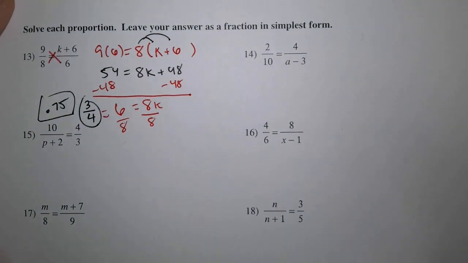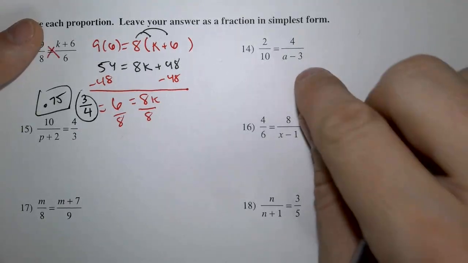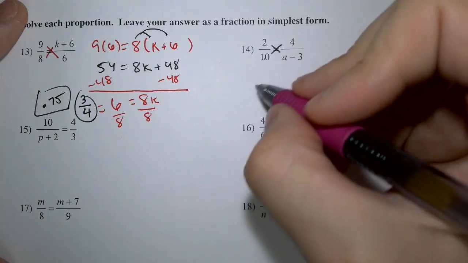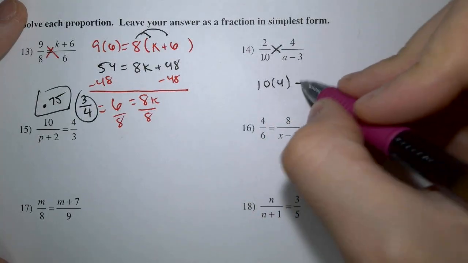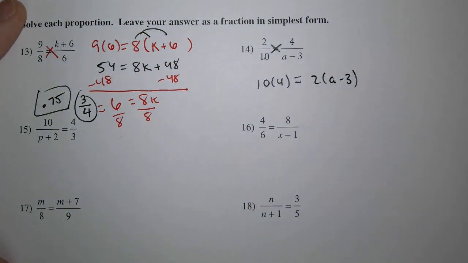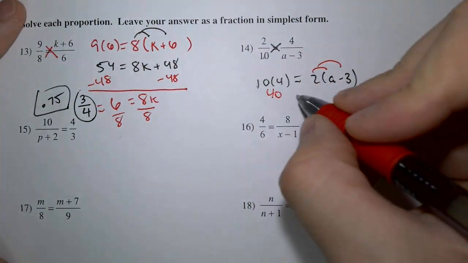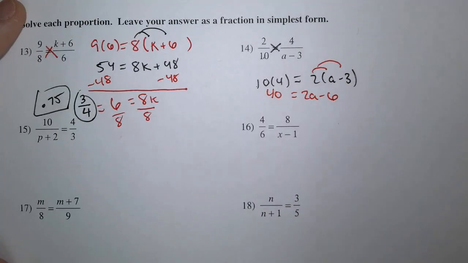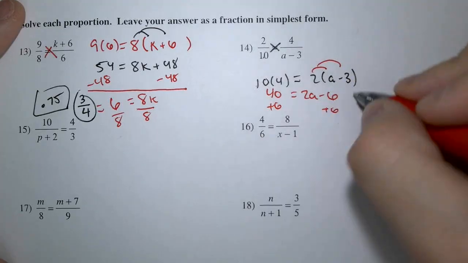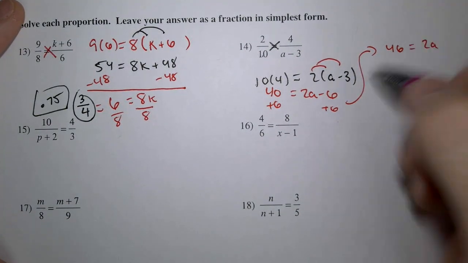All right, let's do another one. Do they get any harder? At the very end, they get a little harder, but for right now, it's just another practice problem. 10 times 4, look at that, I went out of order, would equal 2 times a minus 3. Distribute the 2, multiply 10 times 4, get 40 is equal to 2a minus 6. Let's add that 6 over. If we add 6 to both sides, we get 46 is equal to 2a. Divide everything by 2.